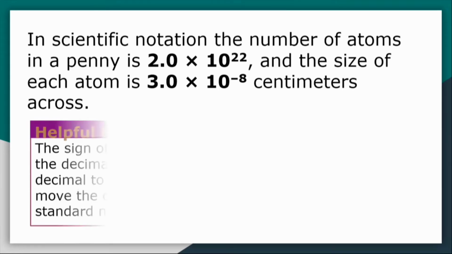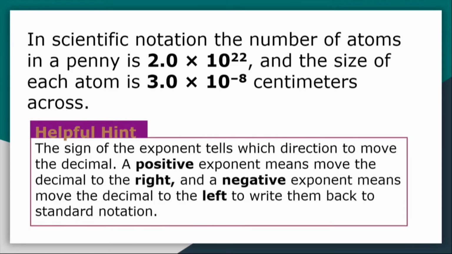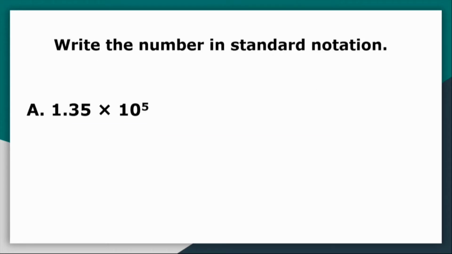That's easier to read. Helpful hint: the sign of the exponent tells which direction to move the decimal. A positive exponent means move the decimal to the right, and a negative exponent means move the decimal to the left, to write them back to standard notation. Now, let's try. Write the number in standard notation.